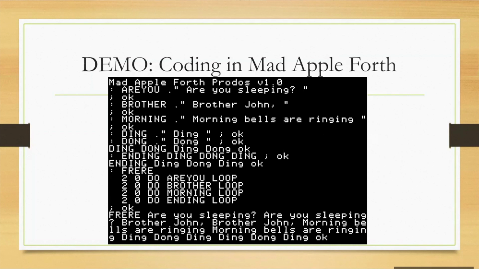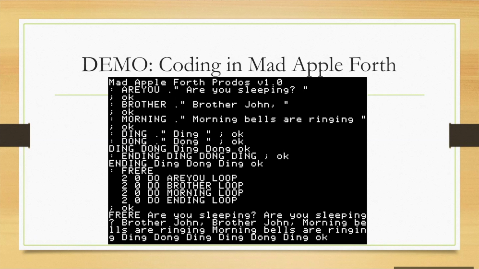So dot quote is something that takes all the following text until you see the next quote and stores it into the memory where your word is being defined. So it's actually a print command. So when you run it, it is going to print that text, are you sleeping? So then I do the same thing with Brother John and morning bells are ringing and ding and dong. So then when I type ding dong, it prints ding dong. So now I could define another word ending using my ding and dong words. So ending is ding dong ding. And then when I run the word ending, it prints ding dong ding.